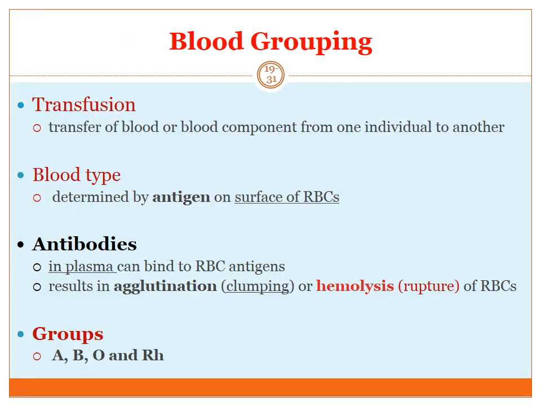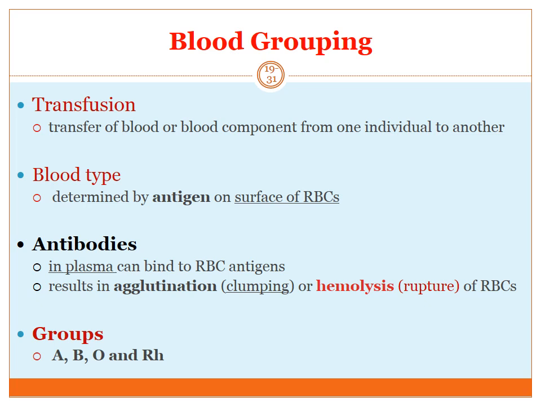We're going to look at blood grouping now, and there are a number of different types of systems for blood grouping, but we're looking at two of them, the ABO method and the Rh. If we just look at a definition, blood transfusion refers to the transfer of blood or some component of blood from one individual to another. When we look at blood typing, when you're receiving a transfusion, you have to get that same type of blood. Otherwise, there will be a reaction.